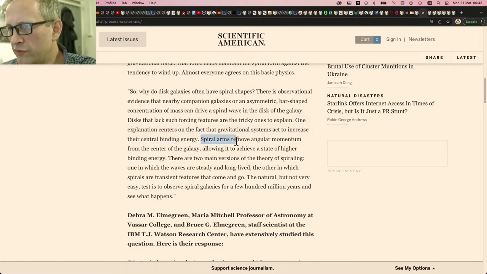Spiral arms remove angular momentum from the center of the galaxy, allowing it to achieve a state of higher binding energy.